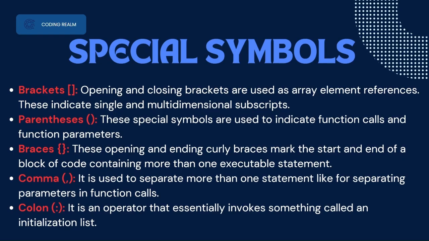Braces. These opening and ending curly braces mark the start and the end of a block of code containing more than one executable statement. The comma. It is used to separate more than one statement, like for separating parameters in function calls. The colon. It is an operator that essentially invokes something called an initialization list.